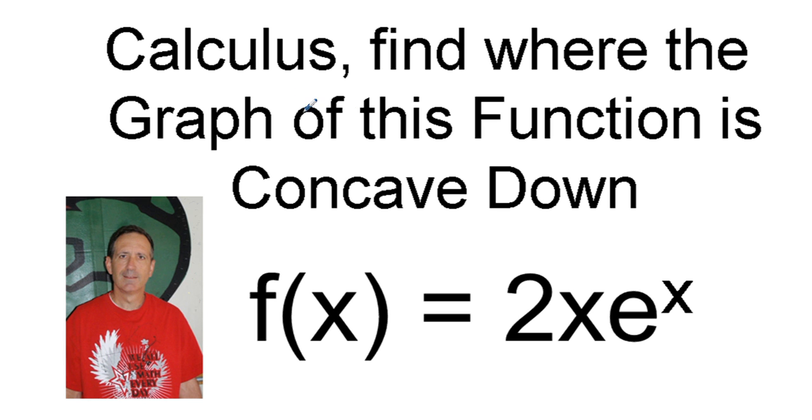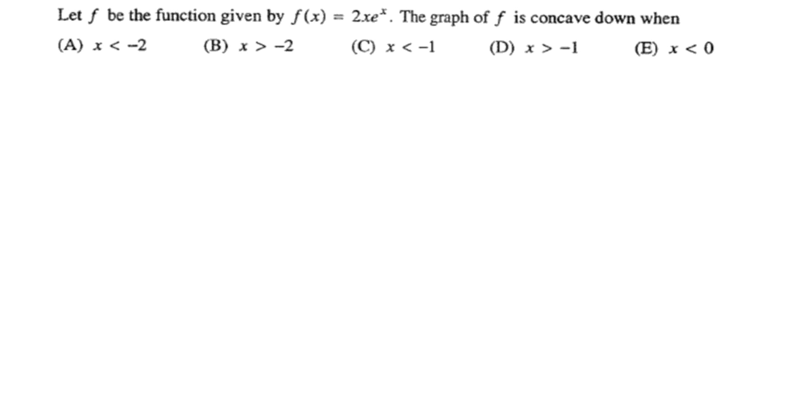Calculus, find where the graph of this function is concave down. So we have this problem here. Let f be the function given by f of x equals 2x e to the x. The graph of f is concave down when, and we have 5 different answer choices.